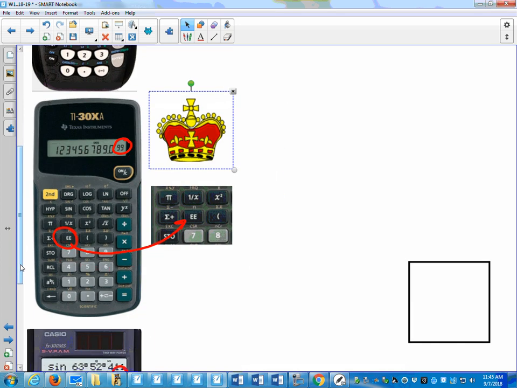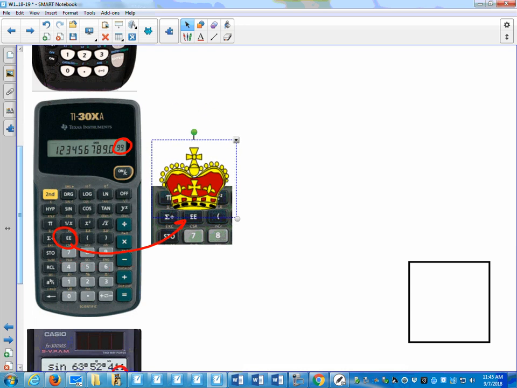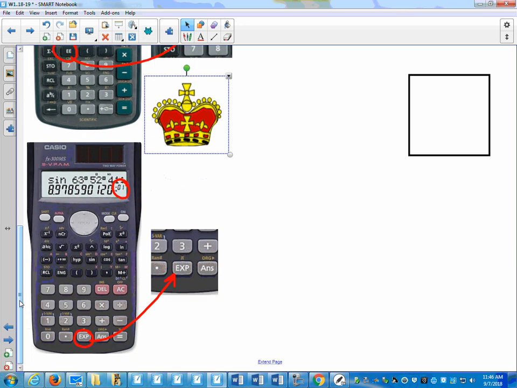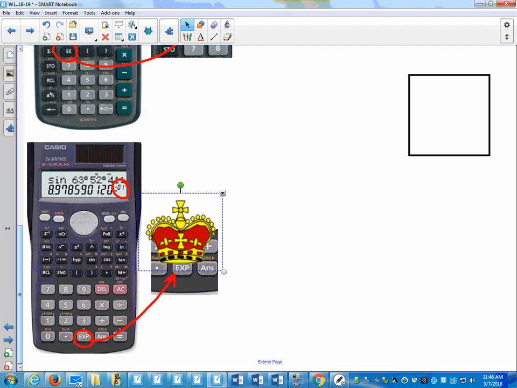Don't worry, TI-30, we're not leaving you out. We're not leaving you out either, Casio. You can be part of the party even though you call it EXP. Use it. It's a winner.